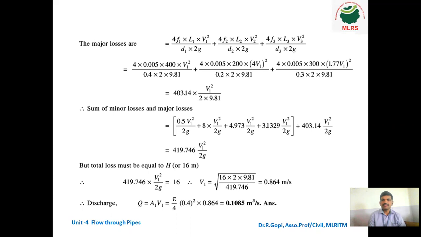Okay, so from these two problems we can prove that. Okay, students, so up to this compound pipes are over. Pipes in series is over. So next thing we will see the equivalent pipe. Okay, what is meant by equivalent pipe?